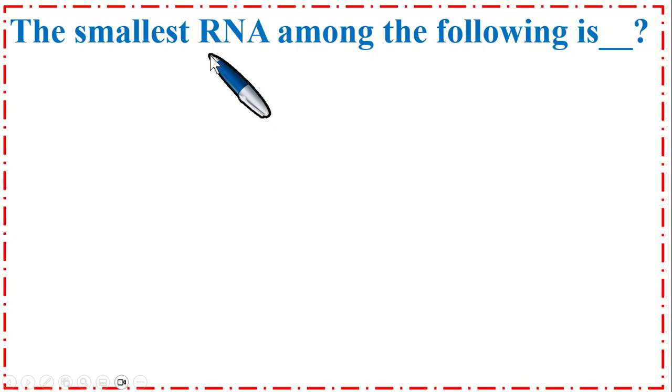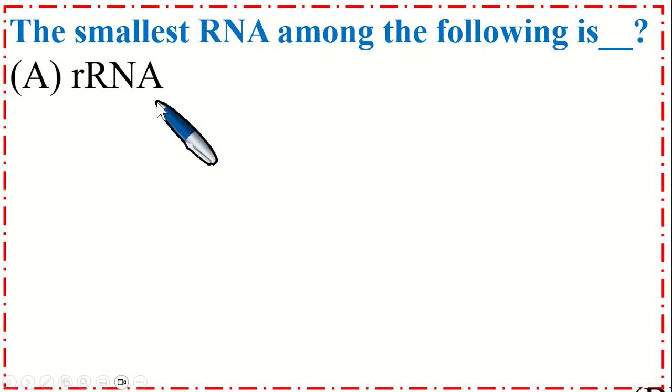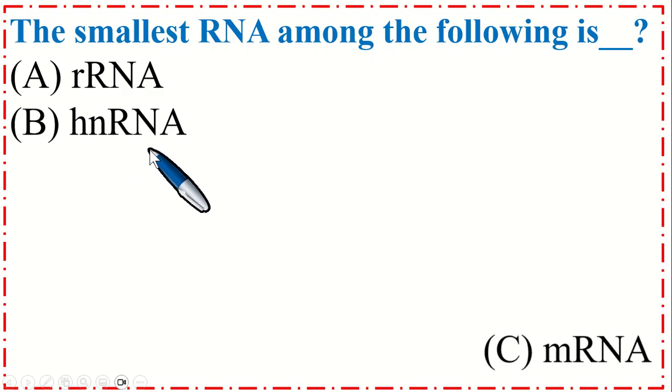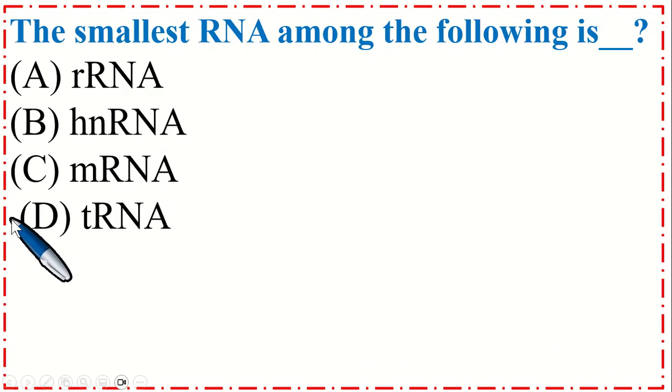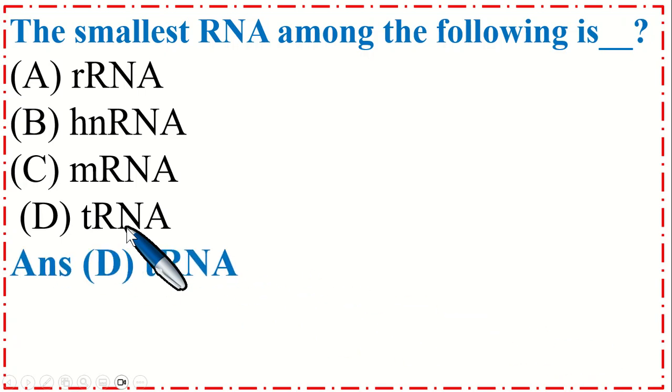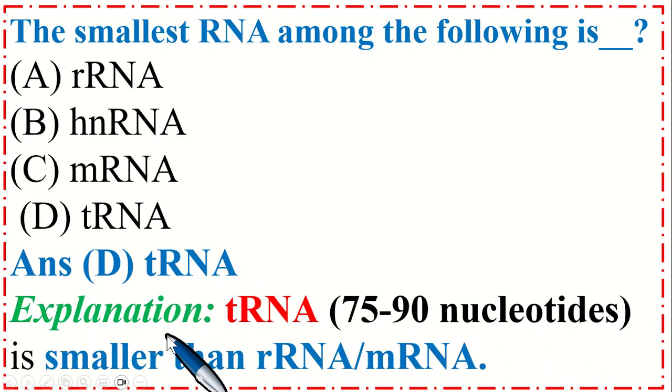The smallest RNA among the following is dash. Option A rRNA, B hnRNA, C mRNA, and option D tRNA. So the correct option is D, tRNA. Explanation: tRNA, which means transfer RNA, has 75 to 90 nucleotides, which is smaller than rRNA, which means ribosomal RNA, or mRNA, messenger RNA.